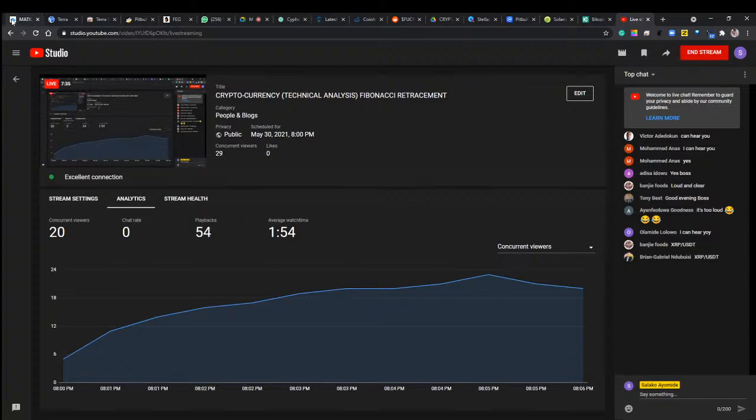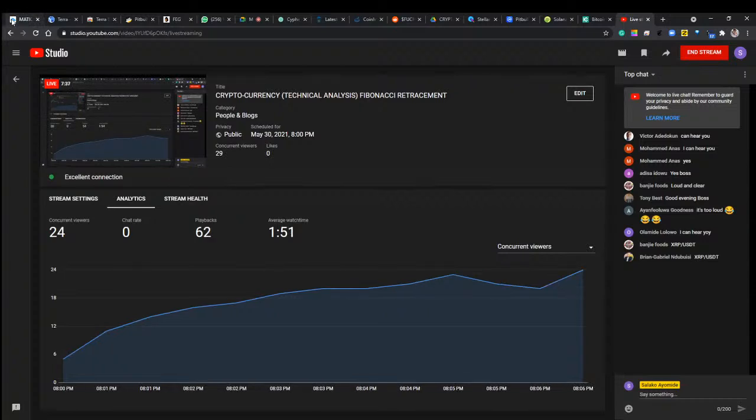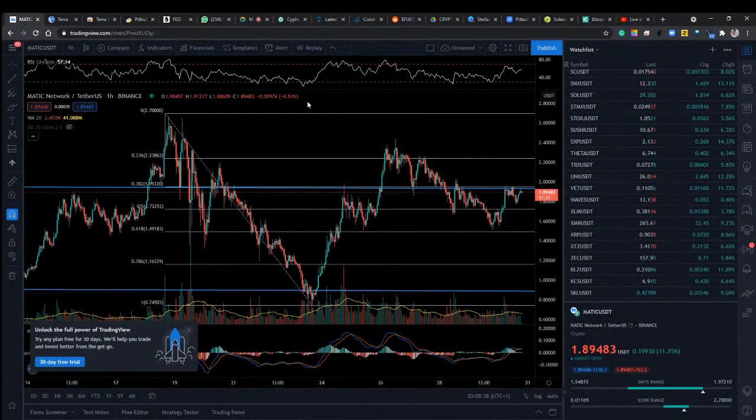I can see XRP USDT. I'm also looking at Matic. I'm looking at Sushi. So look at that. I would give an explanation on Fibonacci and all. So yeah, any quick questions for me? Okay, let me confirm from the Telegram channel that all is okay. So now let's go to the charts, right?